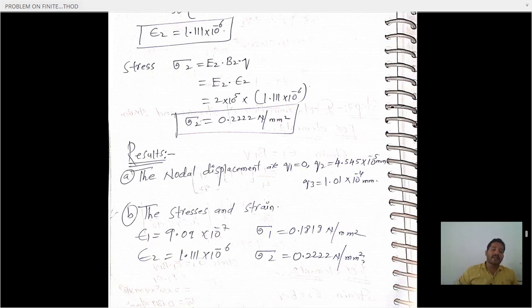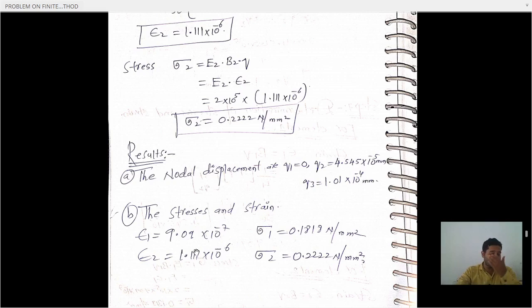So after getting the value of sigma 1, sigma 2, after that we need to write down the result. The nodal displacement at Q1 is how much is there? 0, because it is a fixed end. Q2 we have already found with the help of the procedure. Q2 is how much? 4.545 into 10 power of minus 5 mm, and Q3 we have already found, how much? Q3 is 1.01 into 10 power of minus 4 mm.